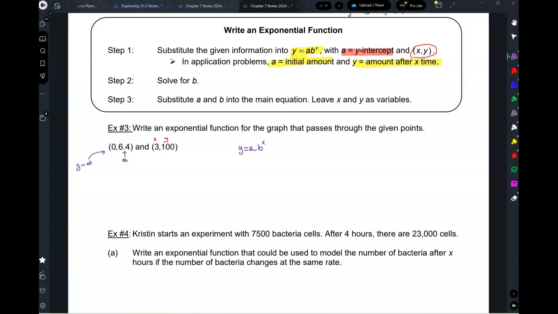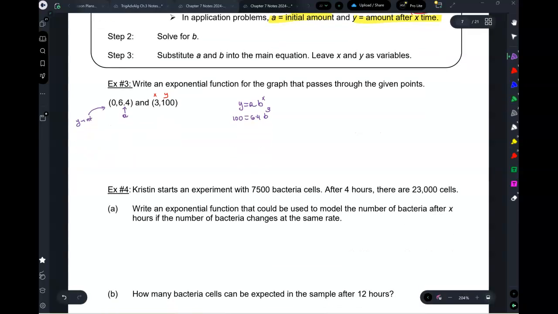So y, which is 100, is equal to a, which is 6.4, times b, that's what we're solving for, to the power of x, which is 3. Okay, so there we have it. Now let's solve for b. Divide by 6.4, divide by 6.4. So I have 100 over 6.4 is equal to b cubed. Now, take the cube root.